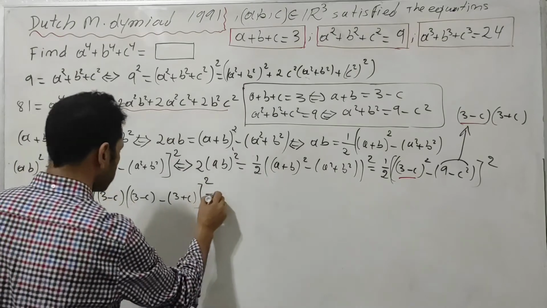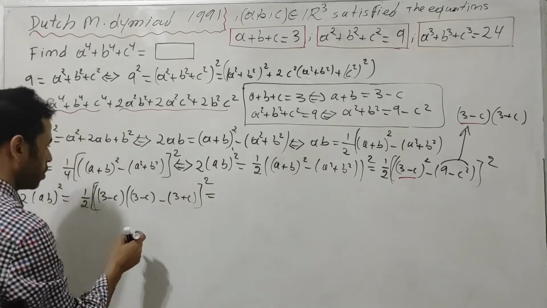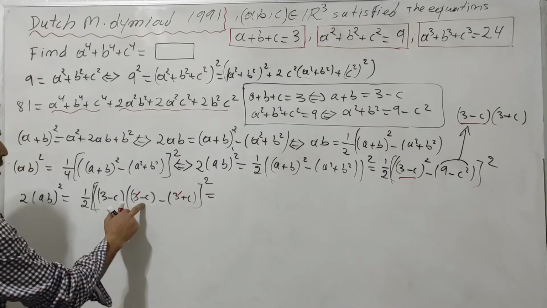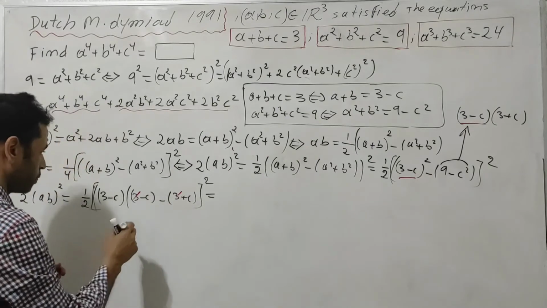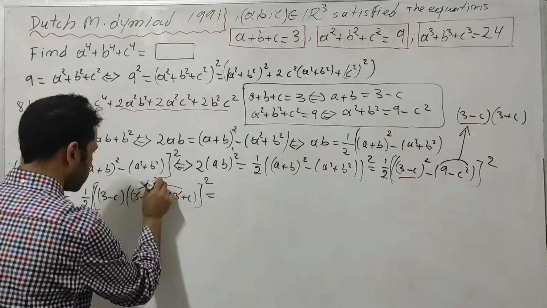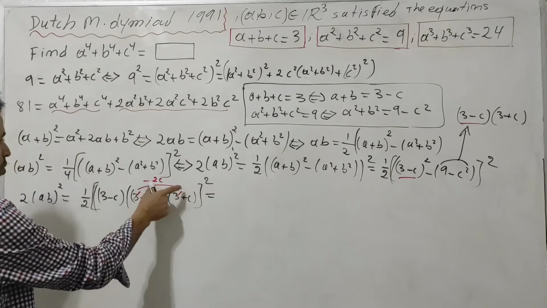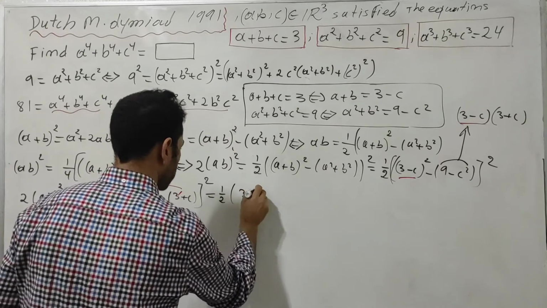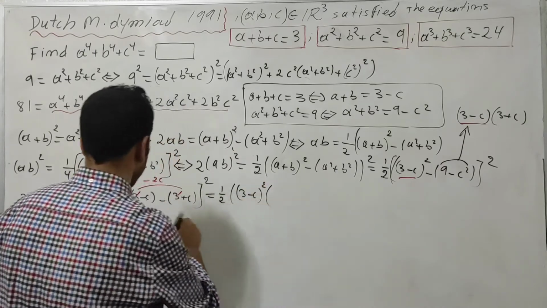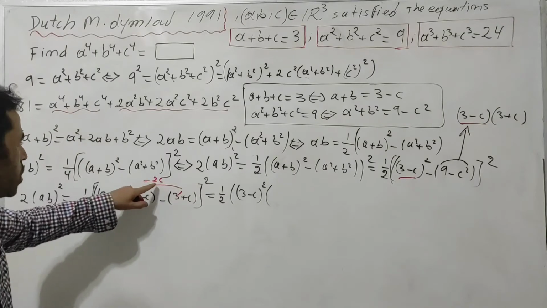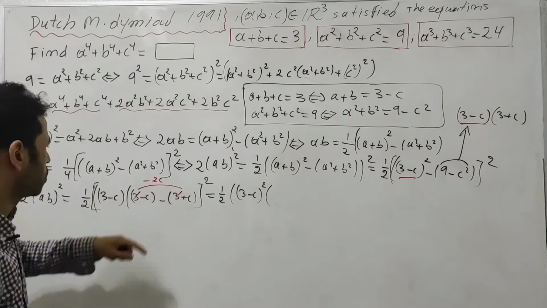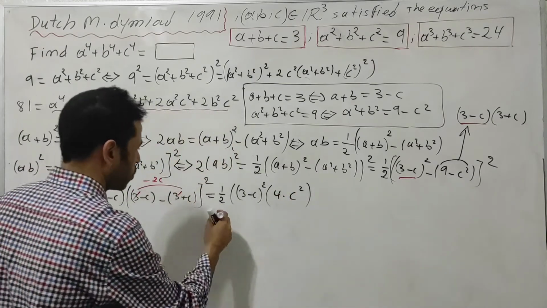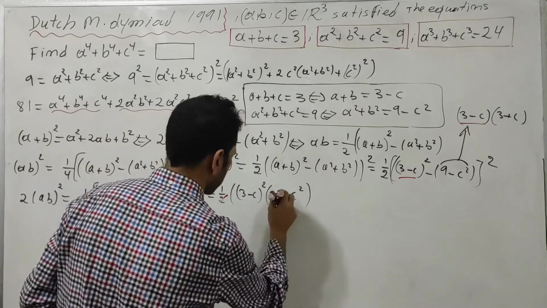So this 3 will be cancelled with this one because we have 3 minus 3. We have minus C minus C, which is minus 2C. So this one is minus 2C multiplied by this one. If I take the square of this one, it gives me 1 over 2, 3 minus C squared, minus 2 squared, which is 4C square. This 4 will be cancelled out with number 2, so we'll have 2 here.